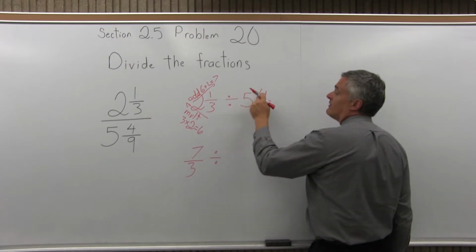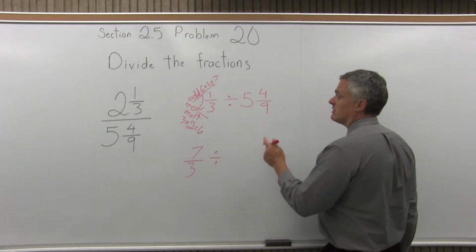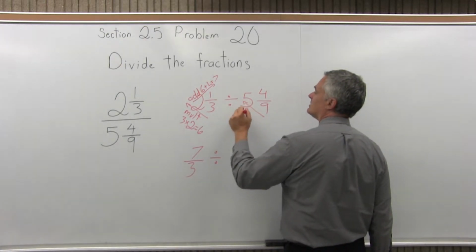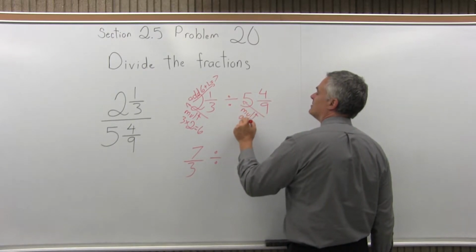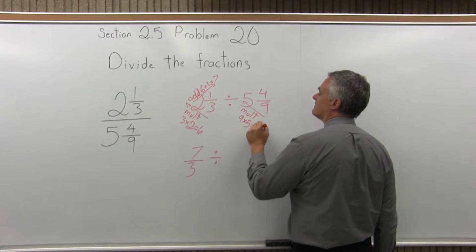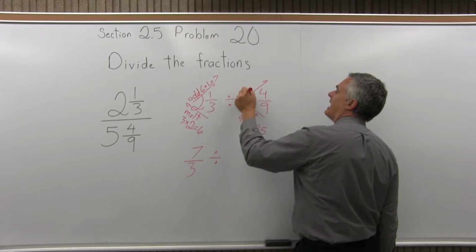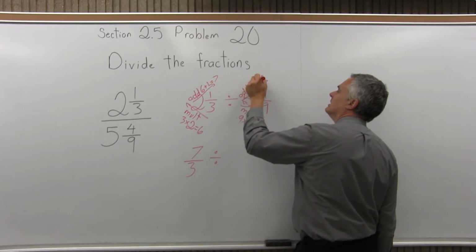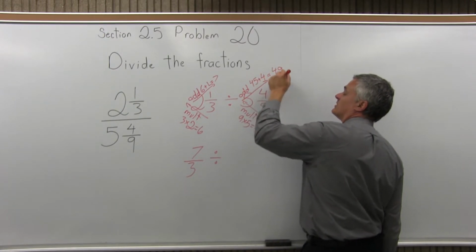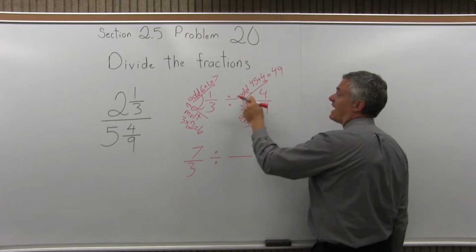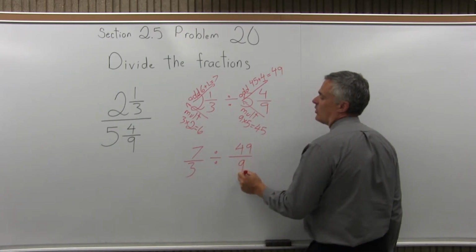And now 5 4/9 also needs to be changed to an improper fraction. So do the same process. Multiply the denominator times the whole number in front. So I will multiply 9 times 5, which is 45. And then I'll take the result that I get and add it to the numerator. So I will add 45 plus 4 more for my numerator. 45 plus 4 more gives me a result of 49. So 5 4/9 can be rewritten as 49 over 9.